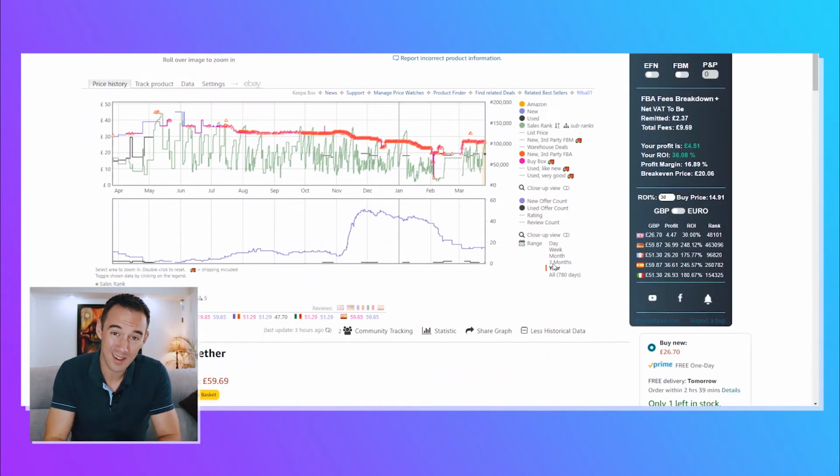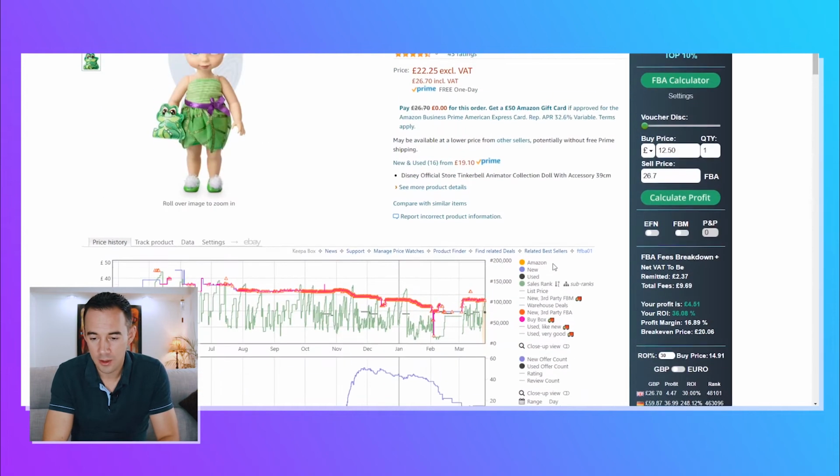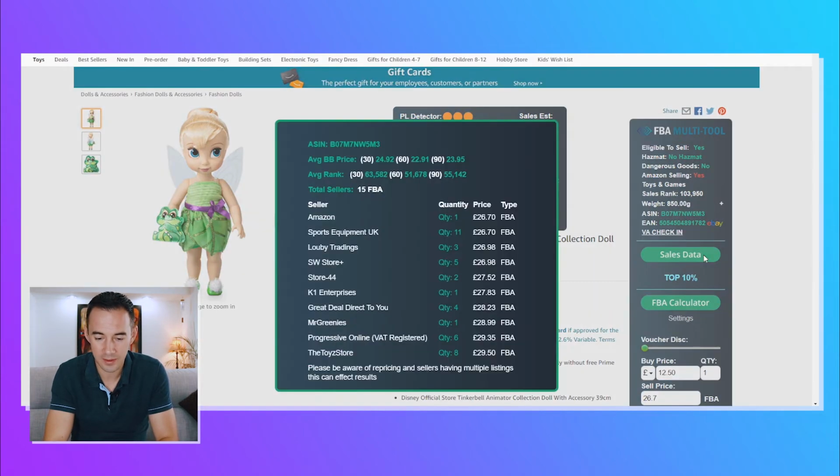Okay, so we've done the Keepa analysis. Let's go look at the competition. So I'm just going to scroll up here, click on the sales data. Now, I've already understood price history, what's gone on in the past. I'm now going to have a quick look here to see what my competition is. Remember, we're selling at £26.70.